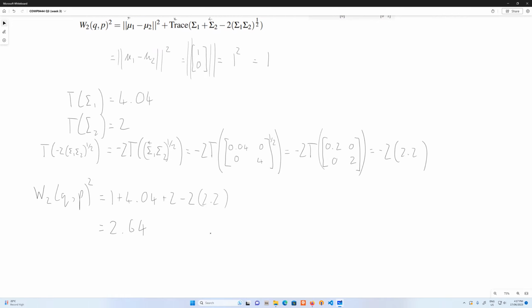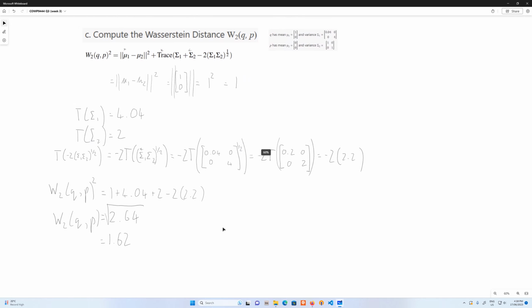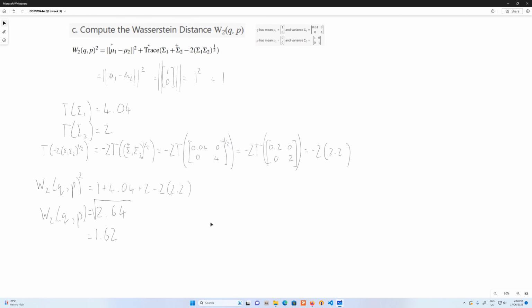Now we need to get rid of this squared power over here. So the actual distance comes out to be the square root of 2.64. If we want this down to an actual decimal value, it is approximately 1.62. So just like the KL divergence that we've been looking at in previous parts, this is also a measure of the distance between two probability distributions.